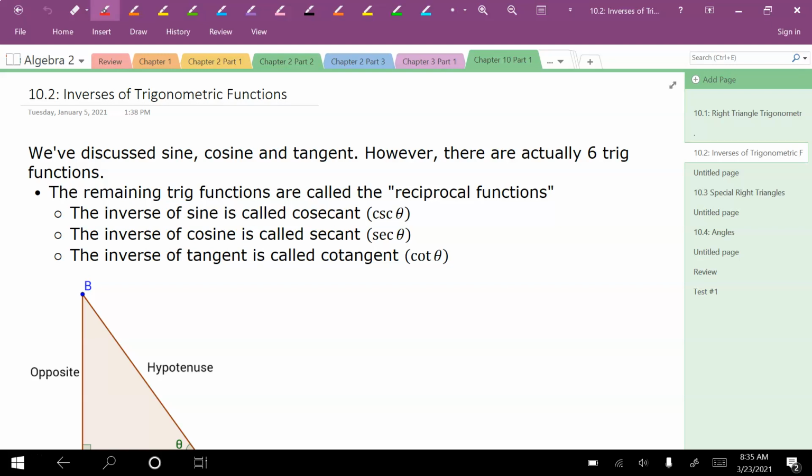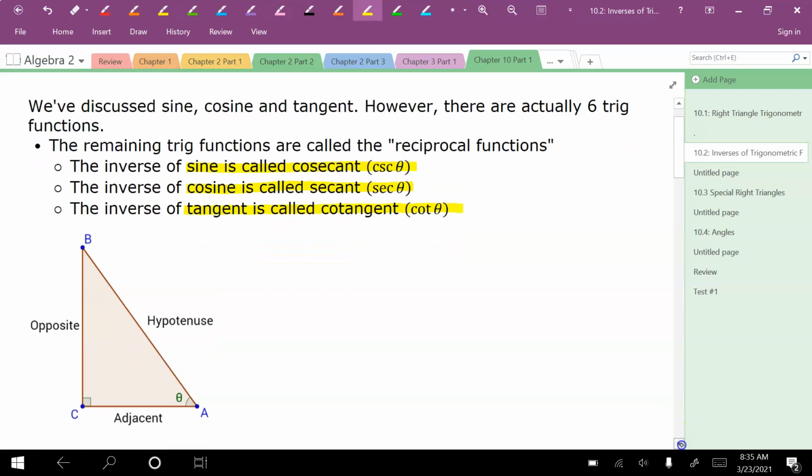So the inverse of sine is called cosecant, and they abbreviate that CSC. The inverse of cosine is the secant, which is SEC. And then the inverse of tangent is called cotangent, or COT. So when you're looking at a right triangle, we should actually be able to set up 6 different trig functions.